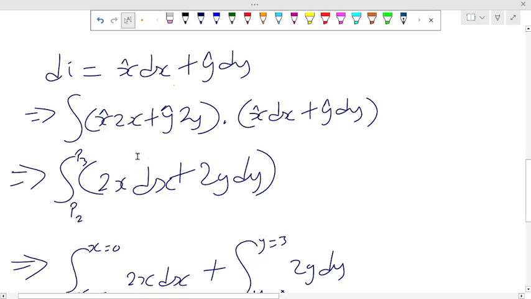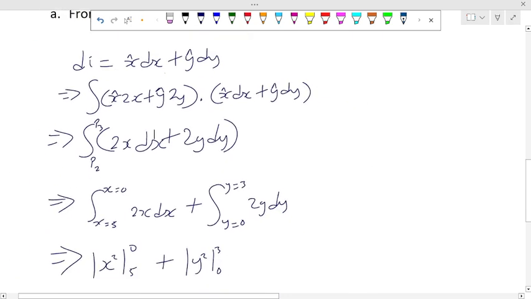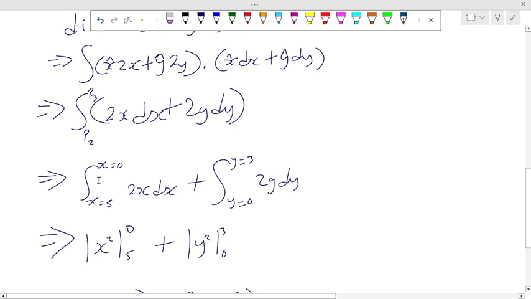Alright, so what happens next is this: 2x dx plus 2y dy from P2 to P1. Now we can actually separate this. For 2x dx, we are moving from x to x. Then plus, we integrate this. Did I say differentiate? Please integrate. The integration will deal with this, and will also deal with this separately, from x1 to x2 and y1 to y2.